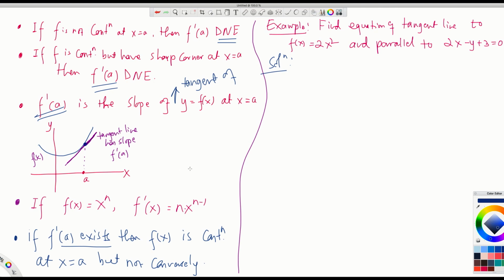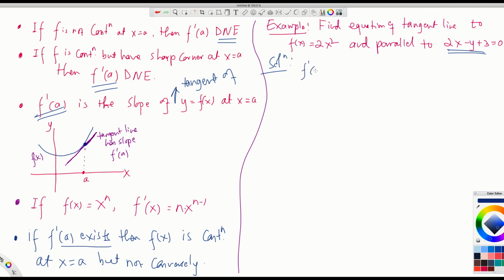Okay, let me do the very last example of this section. What it says is: find the equation of the tangent line to f(x) equals 2x squared that is parallel to this line. So there is a curve, f(x) equals 2x squared, and the tangent line is parallel to this line. Since the tangent line to this curve and this line are parallel, the slope of the tangent line and the slope of this line are equal to each other, right? So we will write the slope. But what is the slope of this curve? The slope of this curve is the derivative, right? How do I find the derivative? Let's find the derivative first.